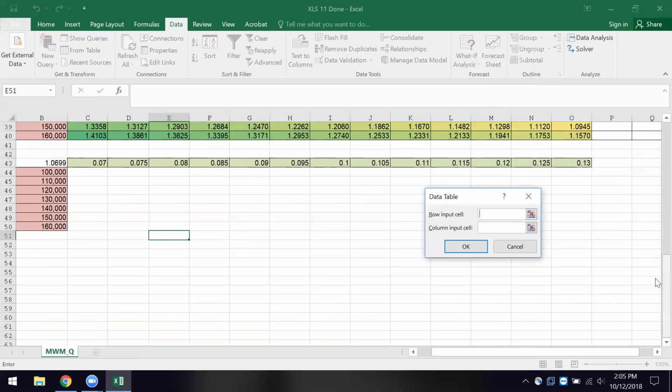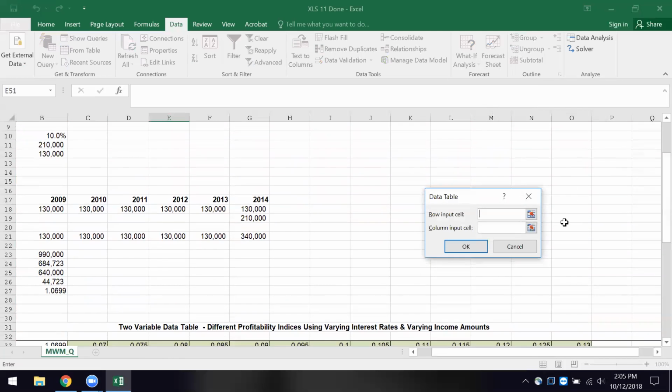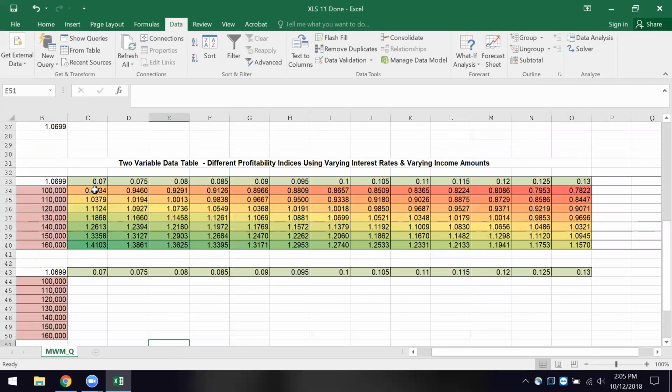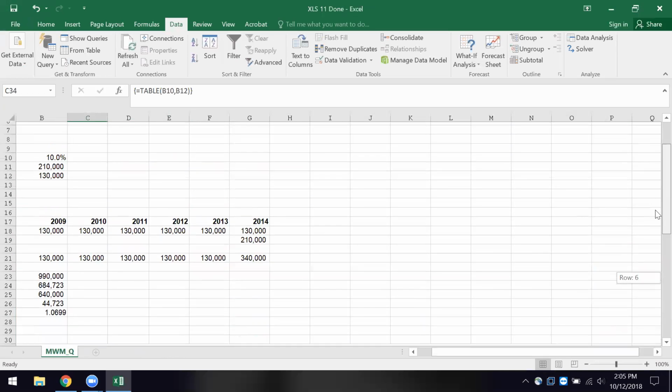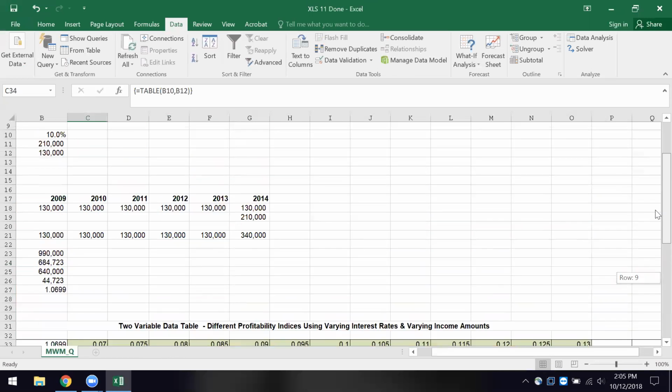And it says the row input cell, and the row input cell is going to be, I think, B12. Let me look at something for just a minute. Okay. B10 and B12 is what I want. I have to think my way through that sometimes too. So I want B10 and B12.